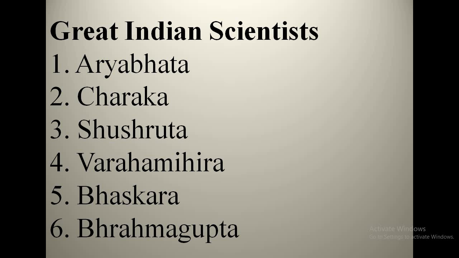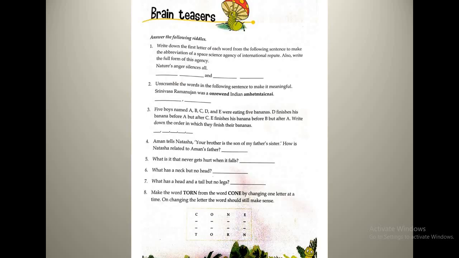Great Indian scientists. The first one which we discussed was Aryabhatta, the second was Charaka, the third was Sushruta, the fourth was Varaha Mihira, the fifth was Bhaskara, the sixth is Brahmagupta. You can write down the correct spellings from here. Now moving on to the next lesson, brain teasers.